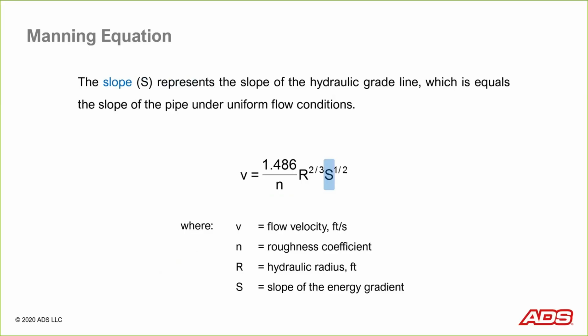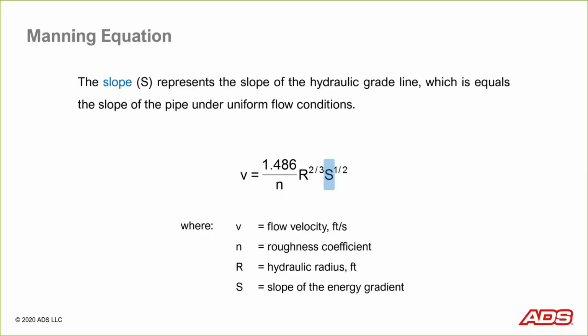Now, the last piece of the Manning equation is the slope. And for anybody that's used the Manning equation in a design mode, we often think of this as the slope of a pipe. In reality, it represents the slope of the energy gradient, or the hydraulic grade line, which, under uniform flow conditions, is parallel to the slope of the pipe. In other words, the two are equal. So that's an assumption that's typically made with the Manning equation. I think a lot of us tend to forget that at times. But it's an important distinction to remember.